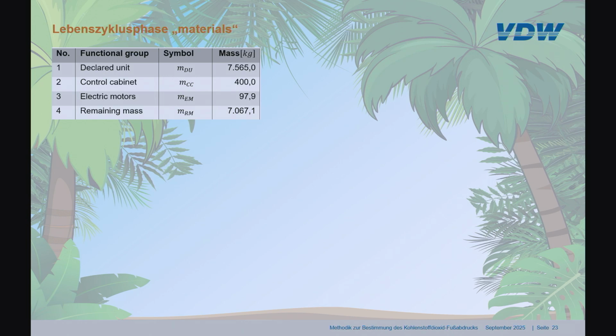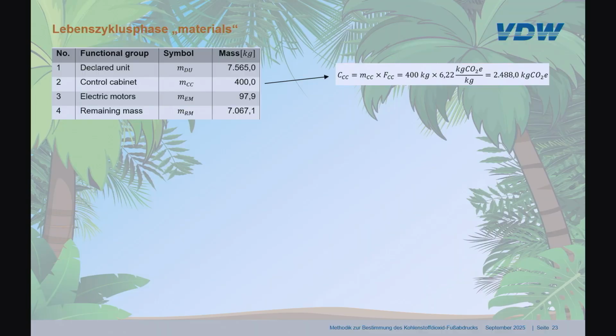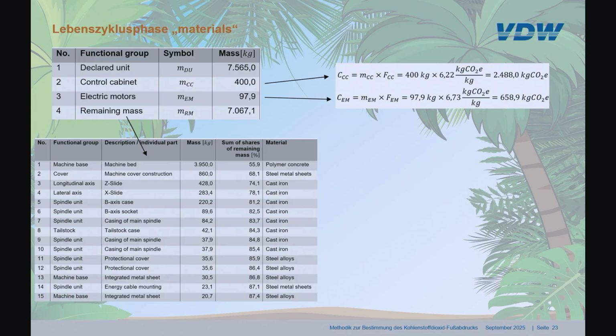And if you then look at the details of that, you see that you've got almost everything that you need there for the first life cycle phase. You know what the parts weigh, and if you take mass times the emission factor, then you know the emissions for the material. In this case, it's for the switching cabinet, the control cabinet, and then for the motors.